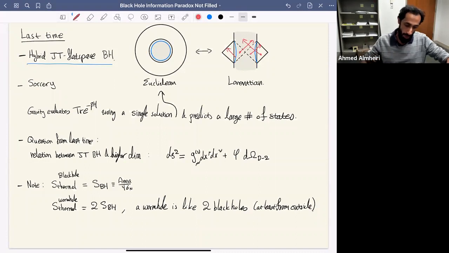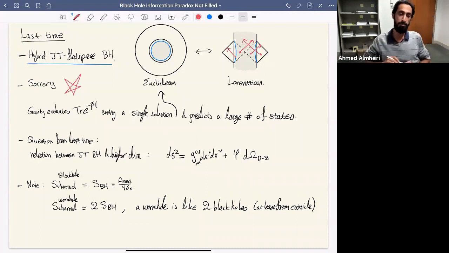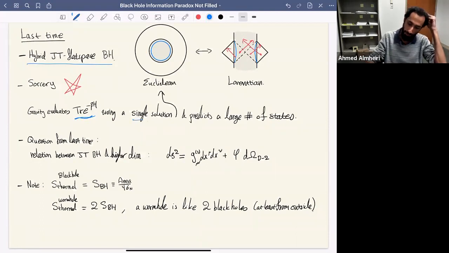I also talked about this issue of sorcery. I'm going to try to draw a pentagram. Yeah, there you go. It's a good one. It's the fact that gravity is able to evaluate this trace, this partition function, trace over e to the minus beta H, using a single solution, namely the Euclidean black hole solution. And from that single solution, it predicts a large number of black hole microstates.